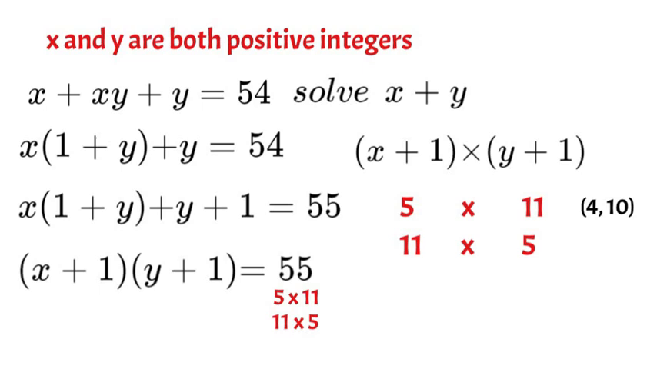So in the other situation, we'd have x plus 1 is equal to 11 and 5, and then y plus 1 is equal to 5. So x would be 10 and y would be 4. So in both situations, we would have a 4 plus 10 or 10 plus 4 to solve for x plus y, which means that x plus y is equal to 14.